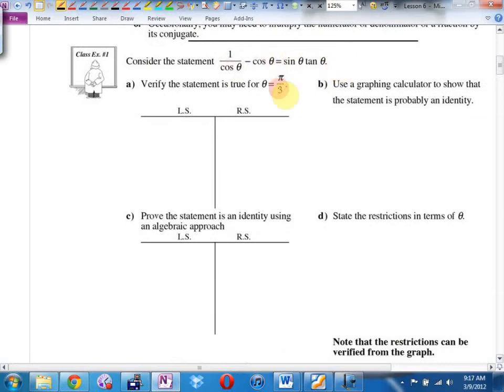It says, verify that it's true for pi by 3. It is. If you put a pi by 3 right there and a pi by 3 right there and go to your calculator, it is.